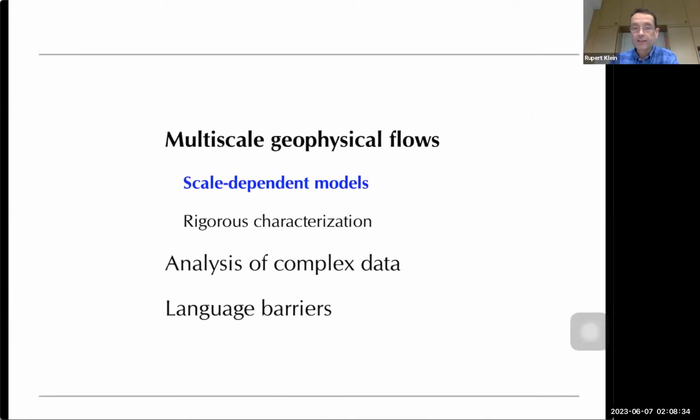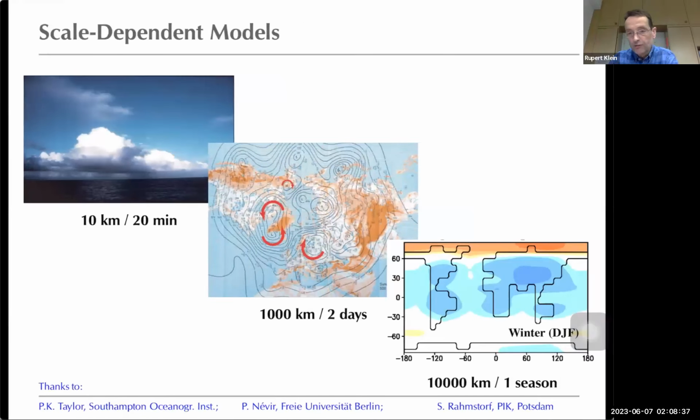So let's dive in. Multiscale geophysical modeling. When you look at pictures like the one on the top right, you look at the weather maps in the evening, or you look at outputs of climate models, then you realize that phenomena in climate come on very different lengths and timescales typically.